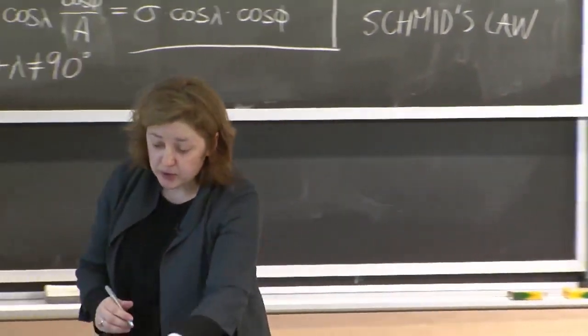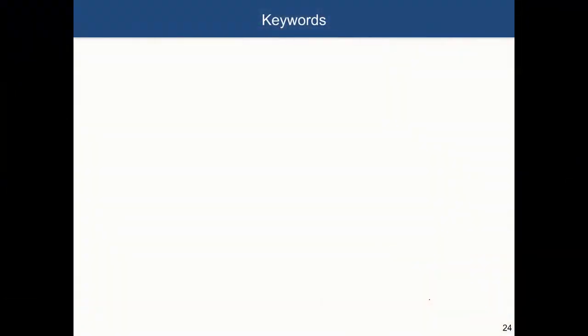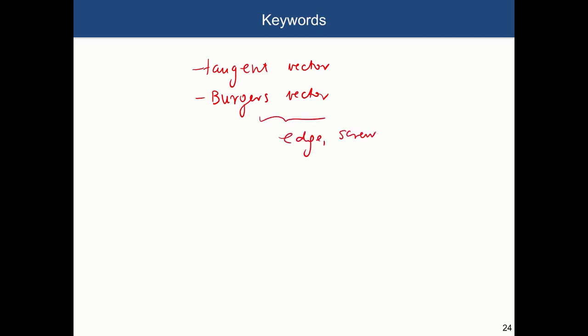Okay, so with this, I will just summarize. What we learned today is that we learned about two major descriptors that describe dislocations. One was the tangent vector. The other was the Burgers vector. So together, they determine whether the dislocation is edge, screw, or mixed.